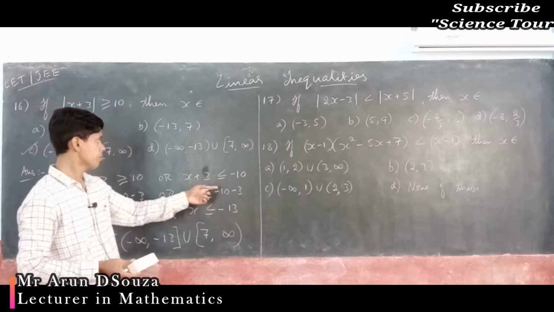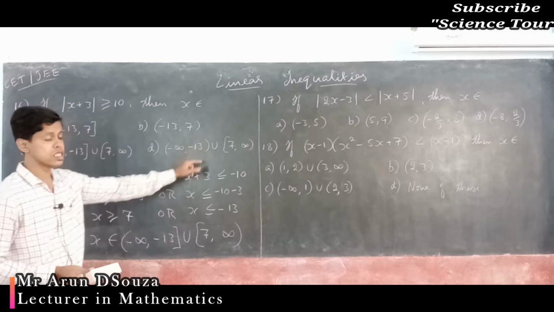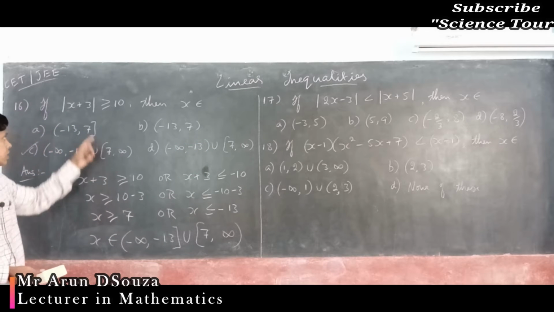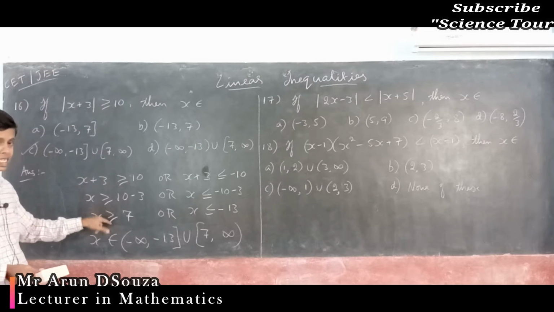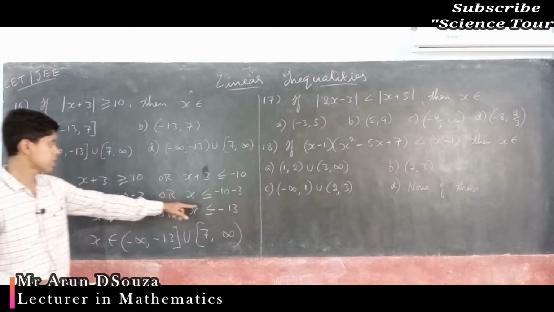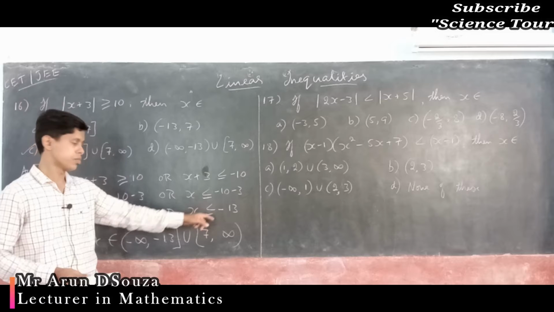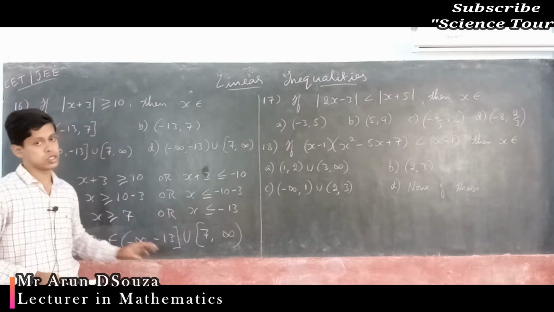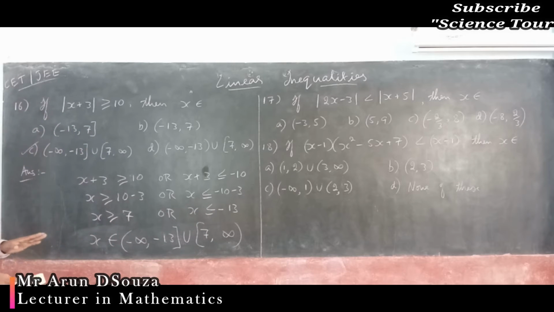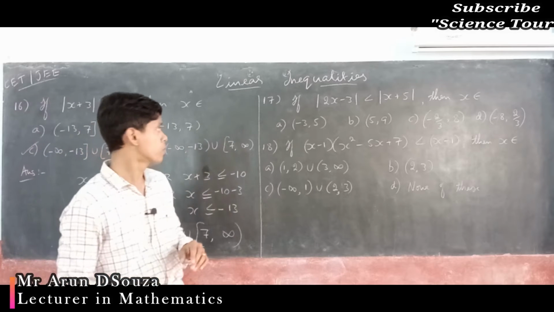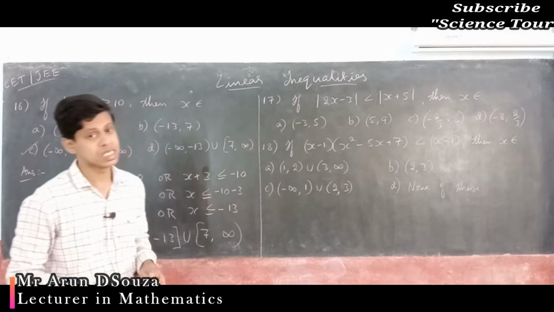This is not the answer, because here minus 13 is not included, whereas the equal sign is present here as well as here. So minus 13 is included. It must be a closed bracket. Well, so that is about question number 16. Let's quickly move to question number 17.